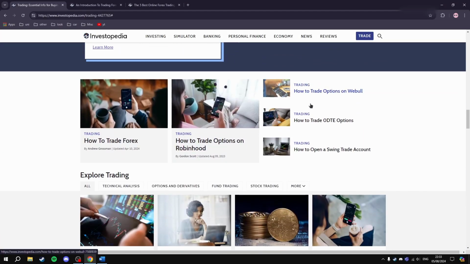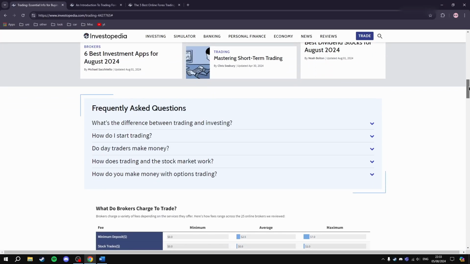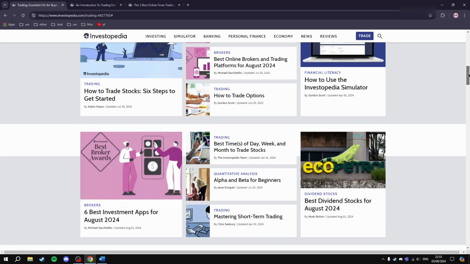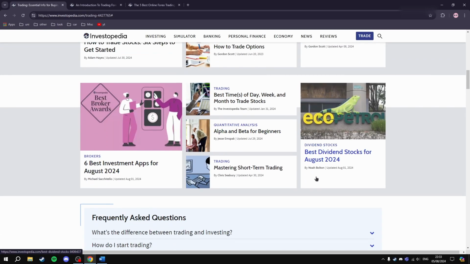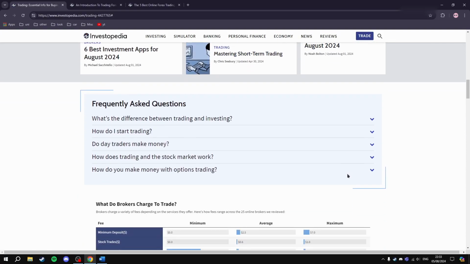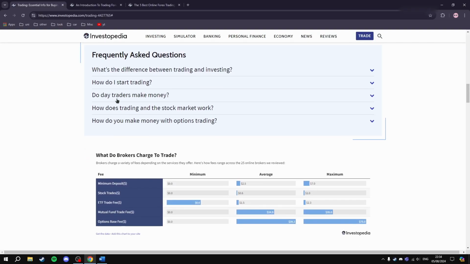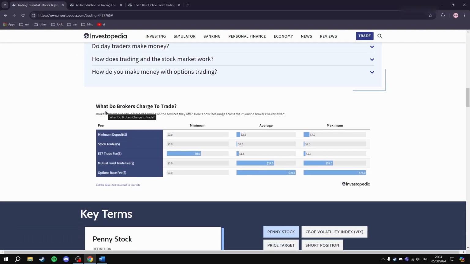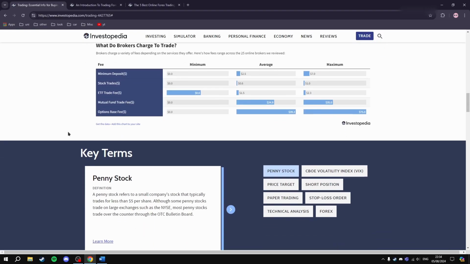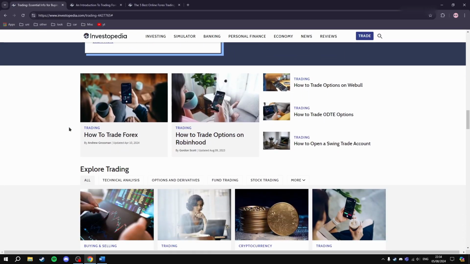I remember reading through all of these, mastering short-term trading. So that's the one we just done. Yep, so we stopped there. Best dividend stocks for August 2024, not really relevant. Frequently asked questions, what do brokers charge to trade? Okay. Key terms, right, here we go.